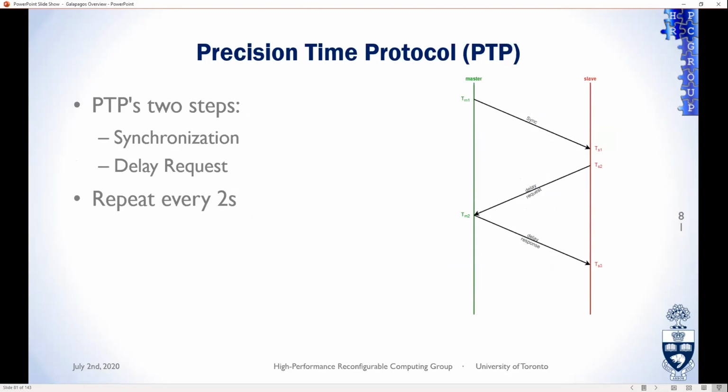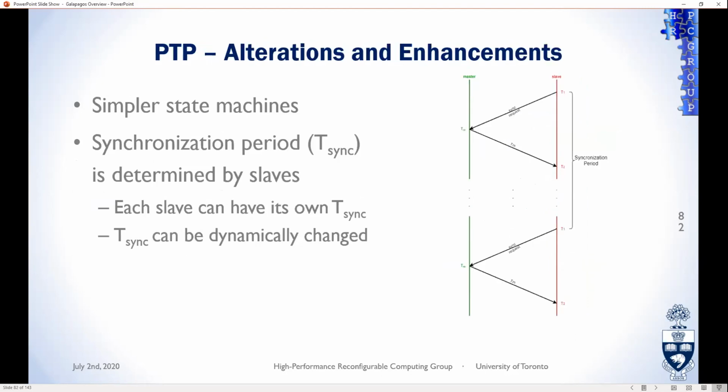PTP has 2 main steps. The first step is when the master sends a synchronization message to the slave with its time, then the slave updates its time to the master's time, and through a back and forth communication, the slave measures the network delay and adds the offset as a correction. IEEE recommends this procedure to be repeated every 2 seconds.